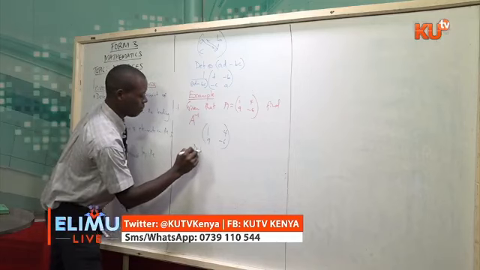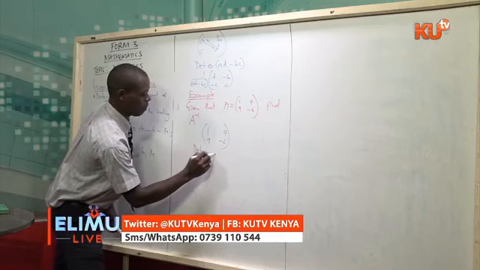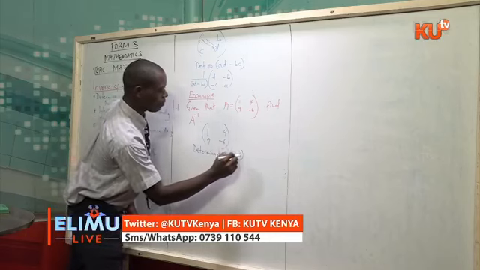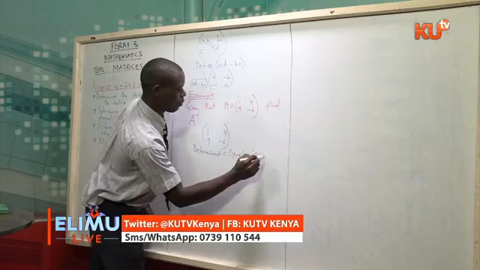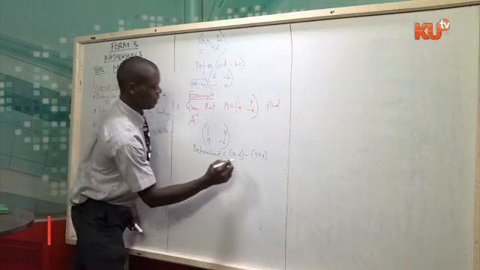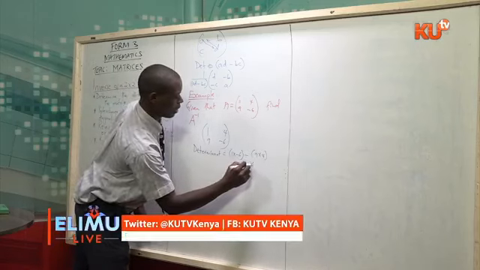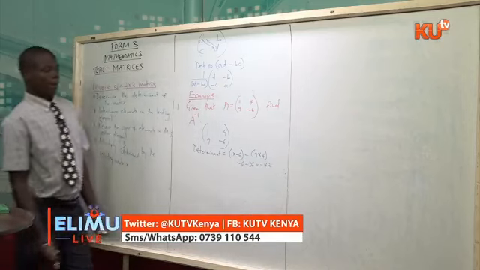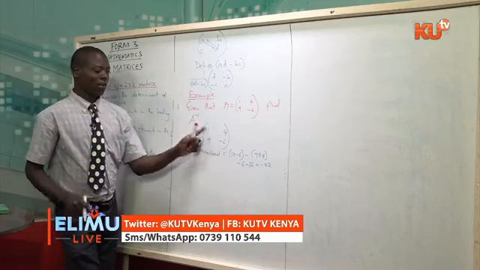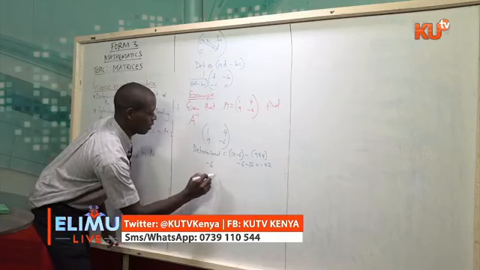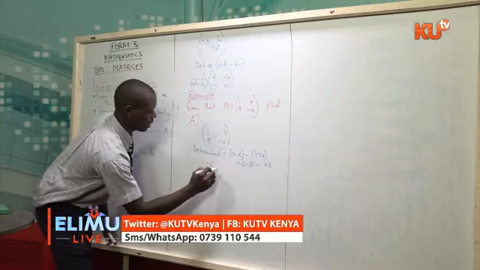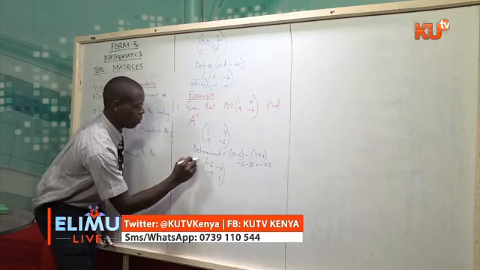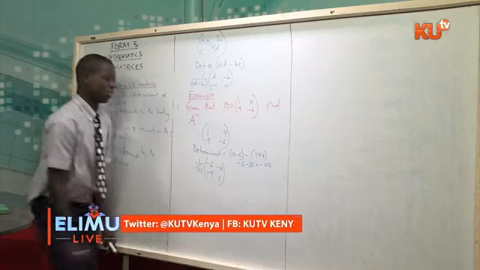Our determinant will be equal to 1 times negative 6 minus 9 times 4. So this is negative 6 less 36, negative 42. Then number 2, let's interchange these elements. So we have negative 6, 1, and then change the signs, negative 4, negative 9, and multiply by 1 over negative 42.